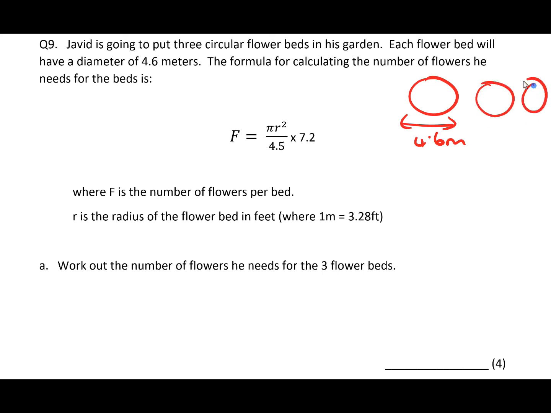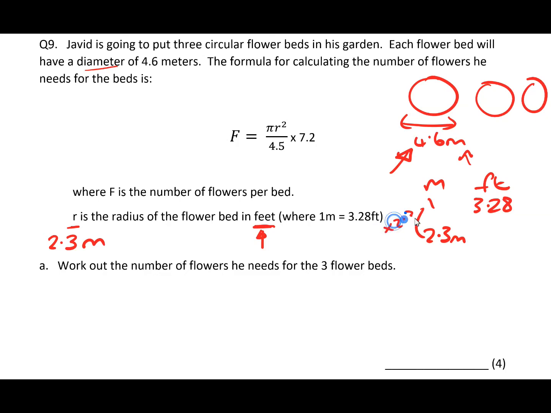So they're going to have 3 circles and each one is going to have a diameter of 4.6 meters. Now, the formula says F is the number of flowers in the bed, which we know, but R is the radius of the flower bed in feet. So at the moment, we've got meters. Now, 1 meter is 3.28 feet. So for our radius, we've got to first of all halve the 4.6 meters. So the radius is 2.3 meters, which we need to convert.